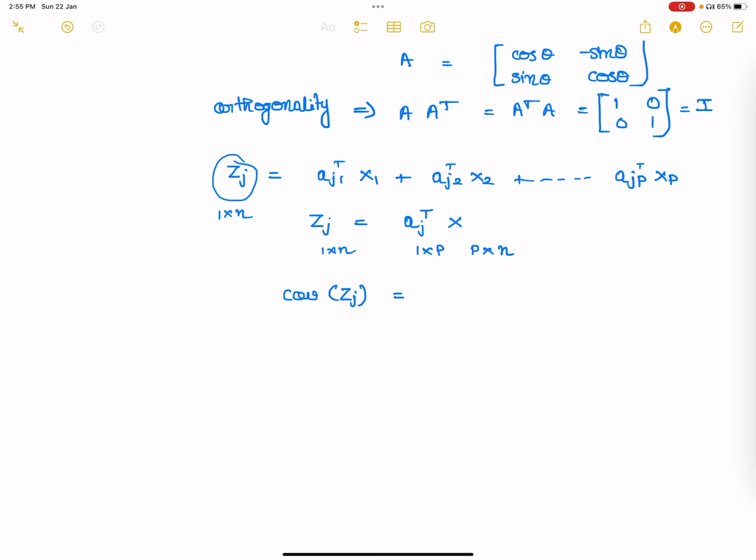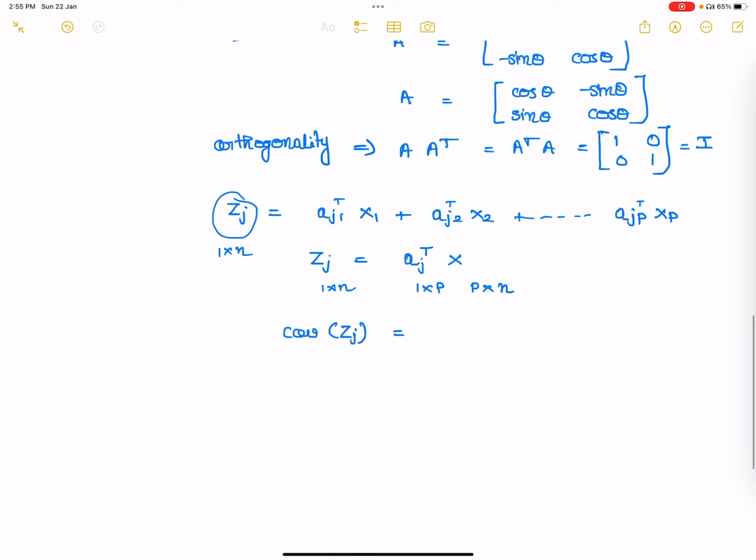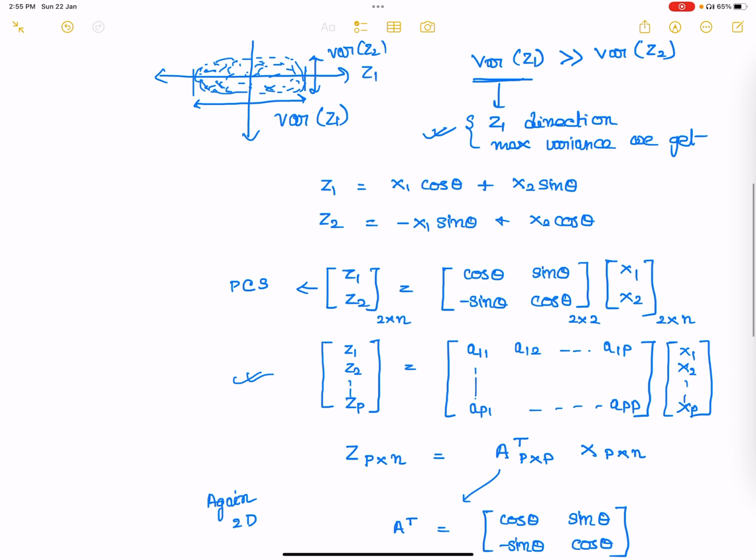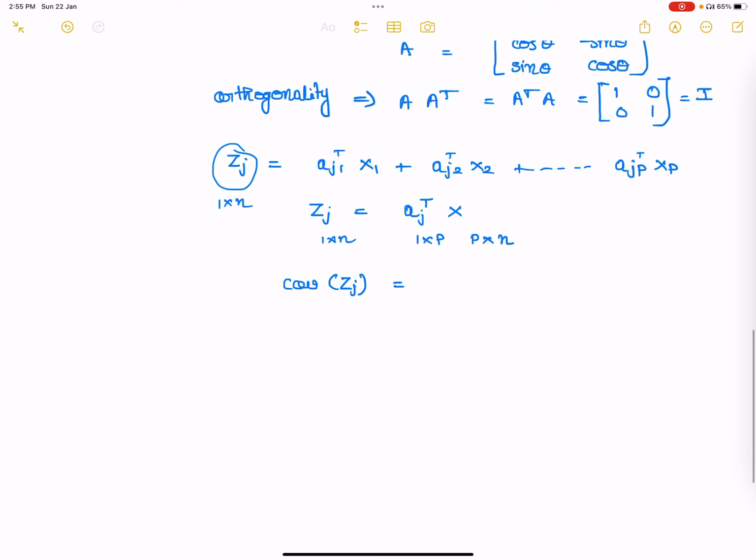What is the covariance of Zj? Since we are talking about how much variance, we are talking about some maximum variance condition in the principal components. Each principal component, the Z's, are nothing but the principal components. I have already shown that with the diagrams. In the above figure, I have already shown that Z1 and Z2 are the principal components. So I want to see what is the covariance of Zj.